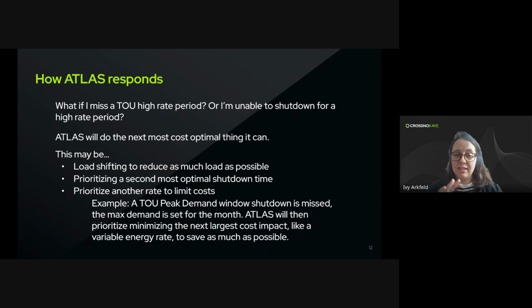So the best thing to do is leave things enabled in Atlas: leave your Energy AI apps enabled, leave building shutdown enabled and demand stabilization enabled, so that it can try to do the best it can given what you've already been able to accomplish for that time period.